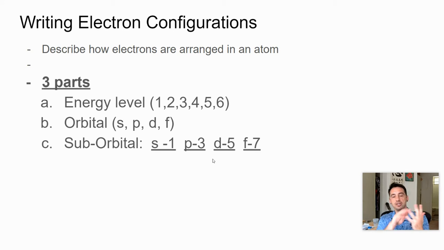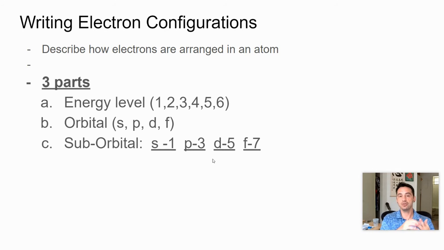And then within those energy levels, there's orbitals. Okay, the orbitals are S, P, D, and F. Okay, so each energy level, the first energy level only has S orbitals. The second has S and P. The third has S, P, and D. The fourth has S, P, D, and F. Okay, that's pretty much how it goes.